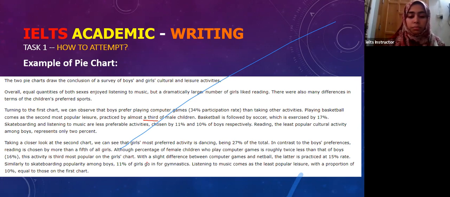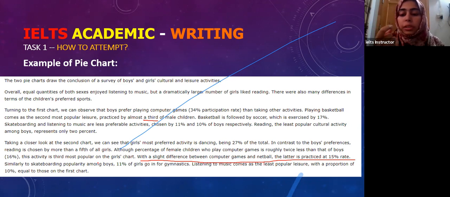Then they say that, with a slight difference between computer games and netball, the latter is practiced by 15%. Similarly to skateboarding's popularity among boys, 11% of the girls go in for gymnastics. So all these things you have seen, you have to pick up exactly and write them here. If you take an overall view of this summary, it is definitely more than 150 words.